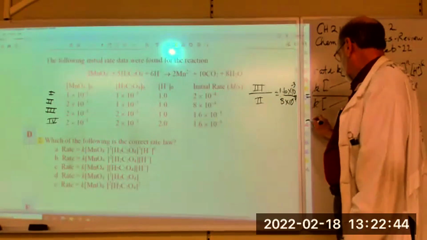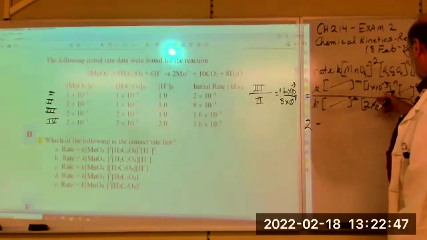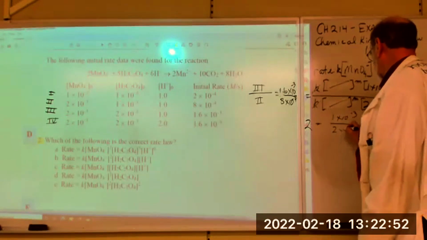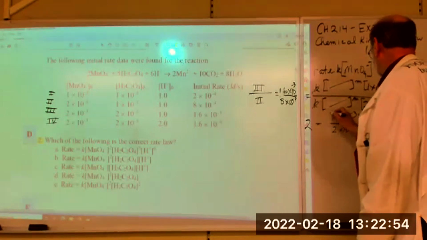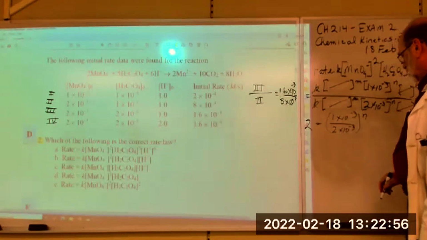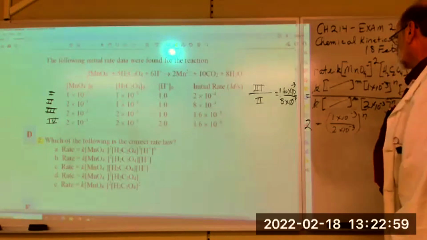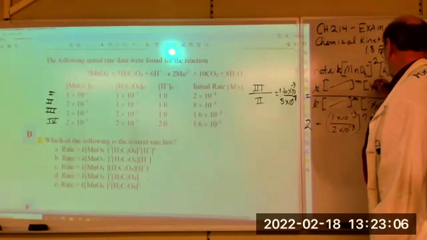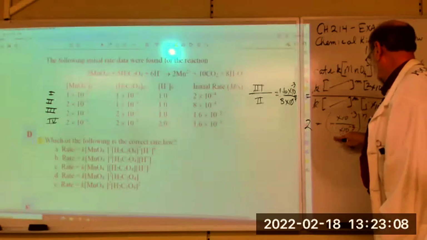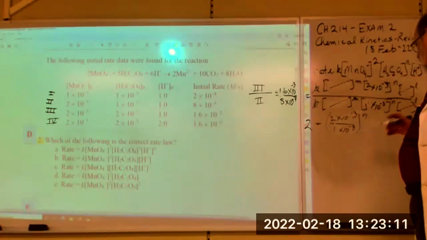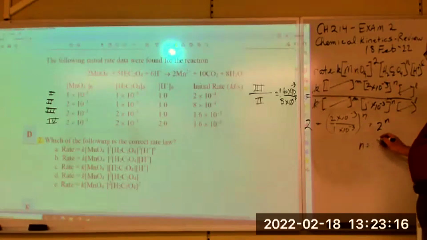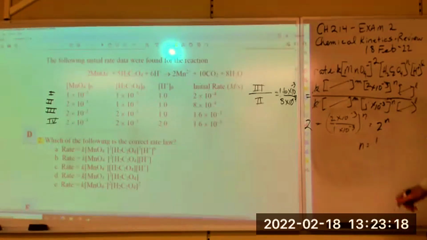So now this one is 2 equals 1 times 10 to the minus 3 over 2 times 10 to the minus 3, to the n. Oh, excuse me, I put that backwards. 1 times 10 to the minus 3 and 2 times 10 to the minus 3 is flipped. There should be 2, that's 1. Yeah, that makes sense. Now that's 2 to the n power. So n has to be equal to 1.